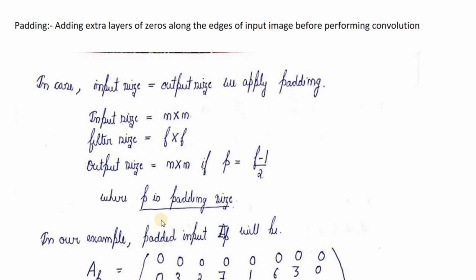So in many cases, we want the input size and output size to be equal. So in those scenarios, we do padding, and padding ideally means adding extra layers of zeros along the edges of the input before we perform the convolution. Now, how many layers of zeros to be added is given by a formula which is looking like this. So this is the formula which we consider. Here the filter is of size f cross f. The input size is of n cross n, and this n cross n is before applying padding. And we want the output size to be n cross n as well.